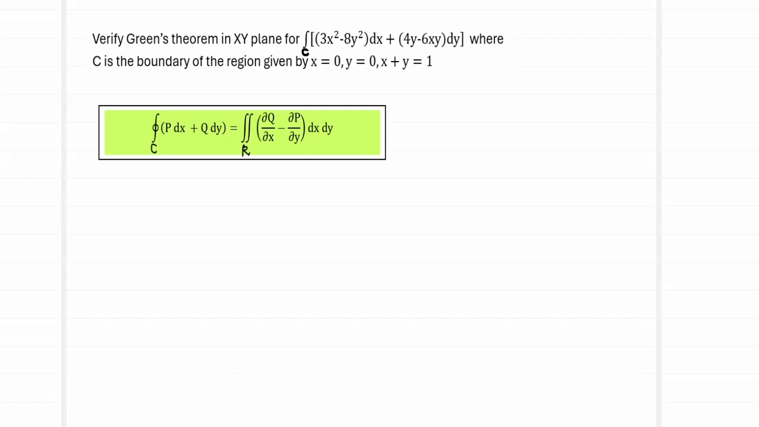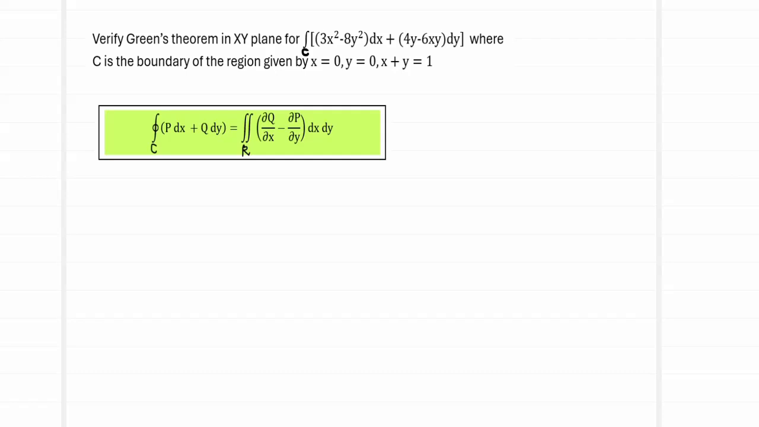Whenever the task is to verify, we have to evaluate our left hand side separately, evaluate our right hand side separately, and show that both values are one and the same for the verification to be true. So the statement of Green's theorem carries the first primary mark for us. State your Green's theorem. By Green's theorem, the integral over C of p dx plus q dy will be equal to the double integral over R of dou q by dou x minus dou p by dou y dx dy.